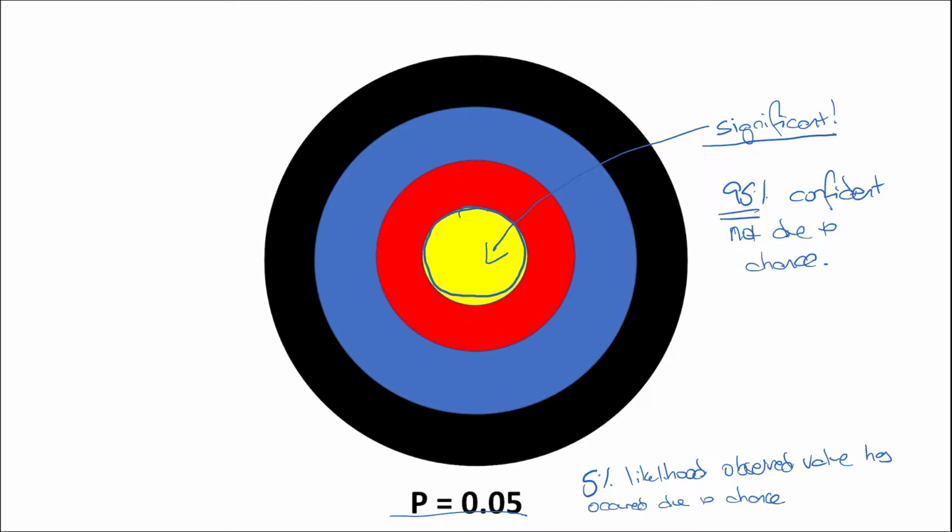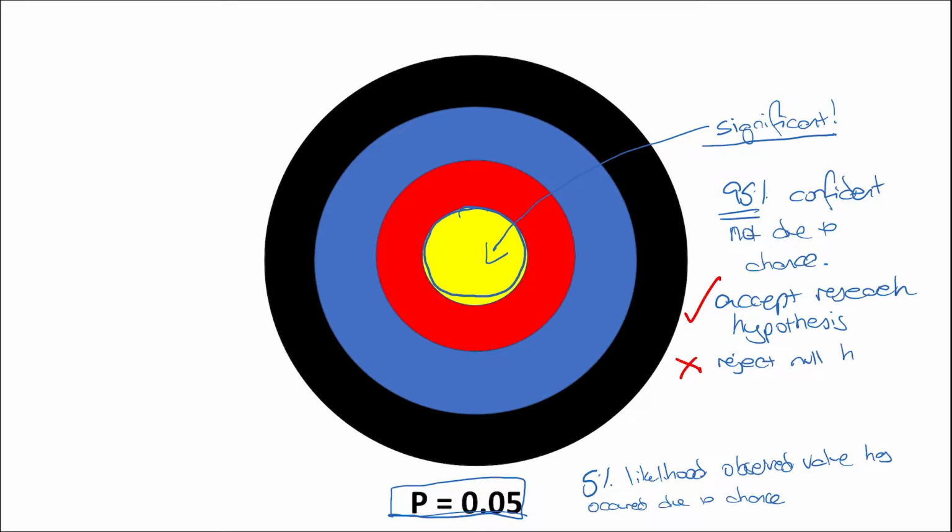If our value is significant at that 95% confidence level, then it means that we can accept our research hypothesis. Remember, our research hypothesis is the one that says that there is a difference or association, and here we're 95% confident that there really is a difference or association, so we accept our research hypothesis. And that means that we reject our null hypothesis. Our null hypothesis states that there is no difference or no association. And here, we're 95% confident that there is a real difference or a real association.